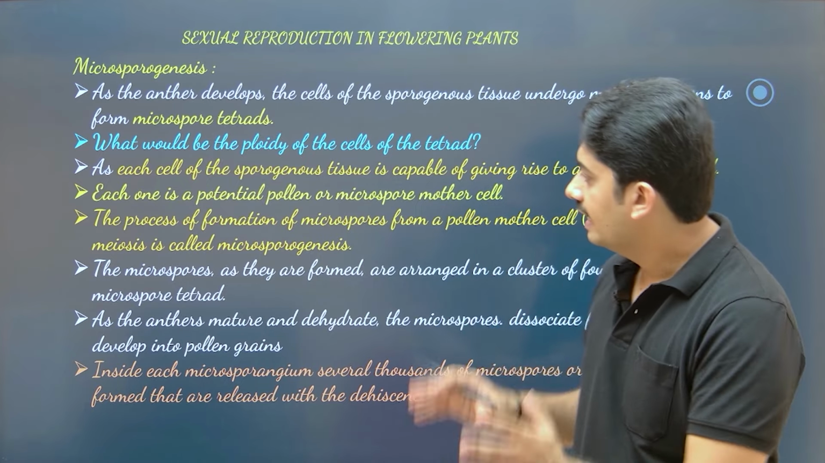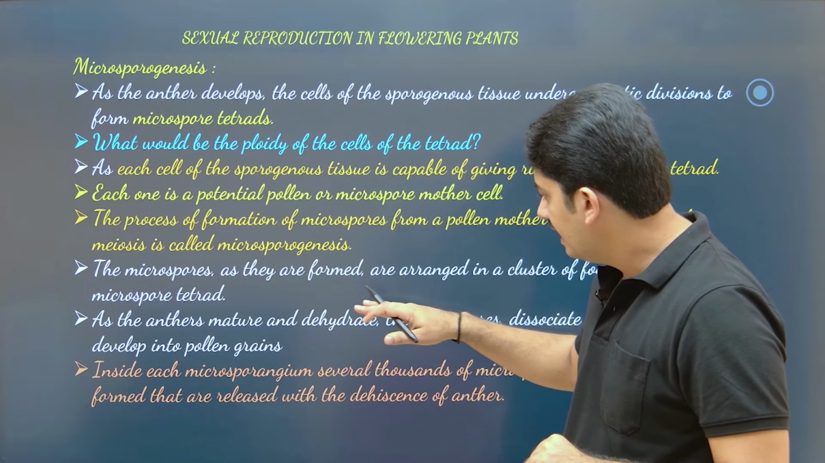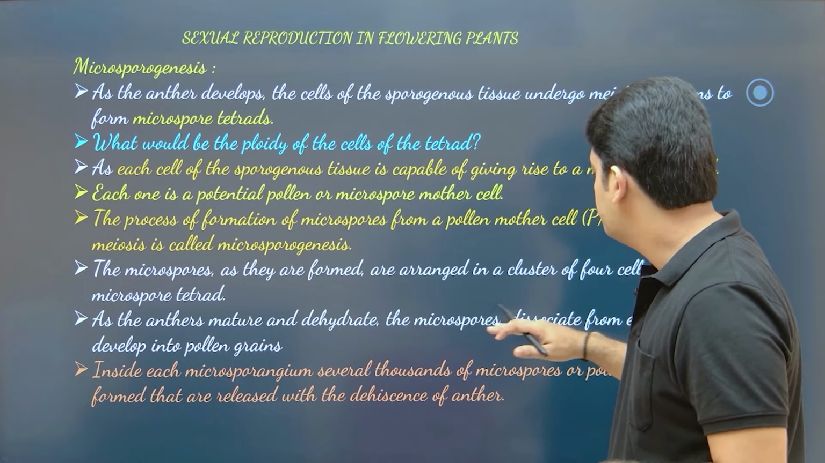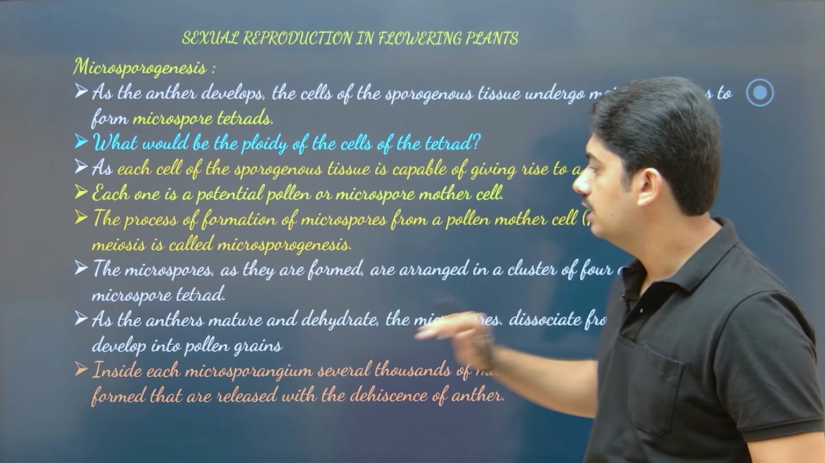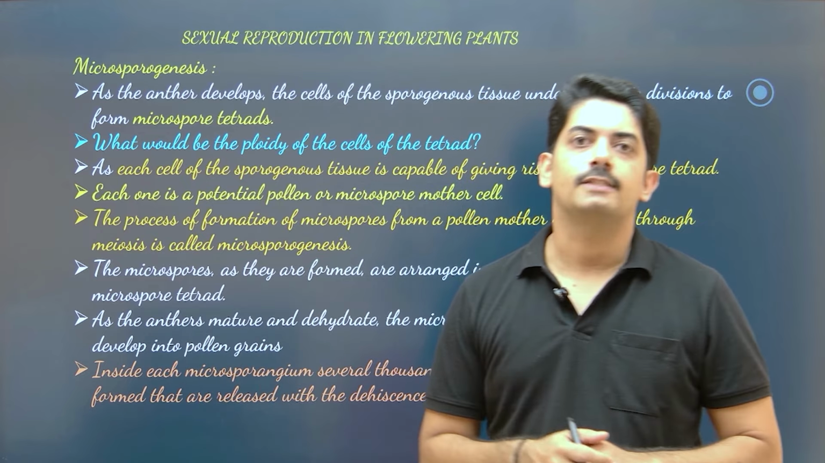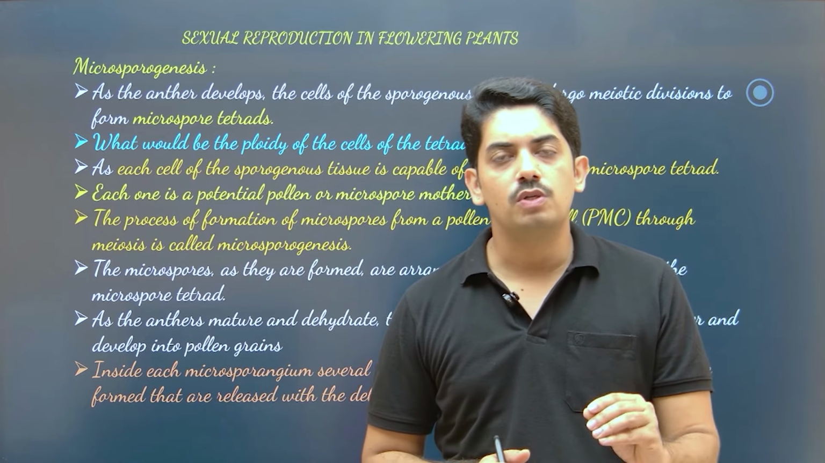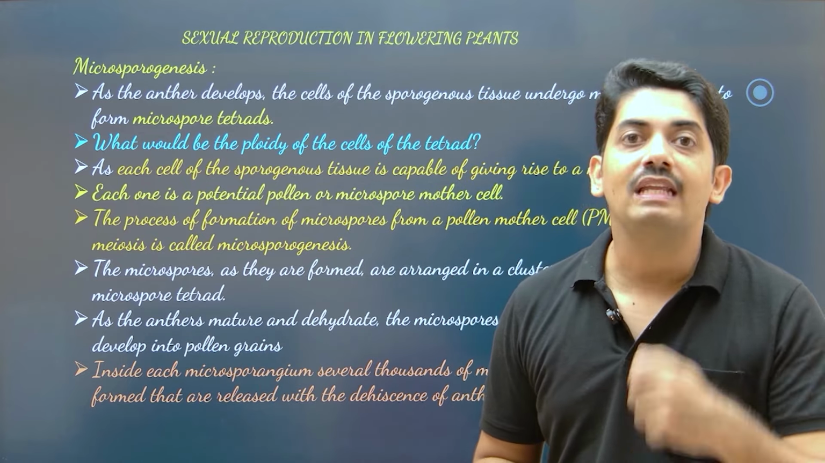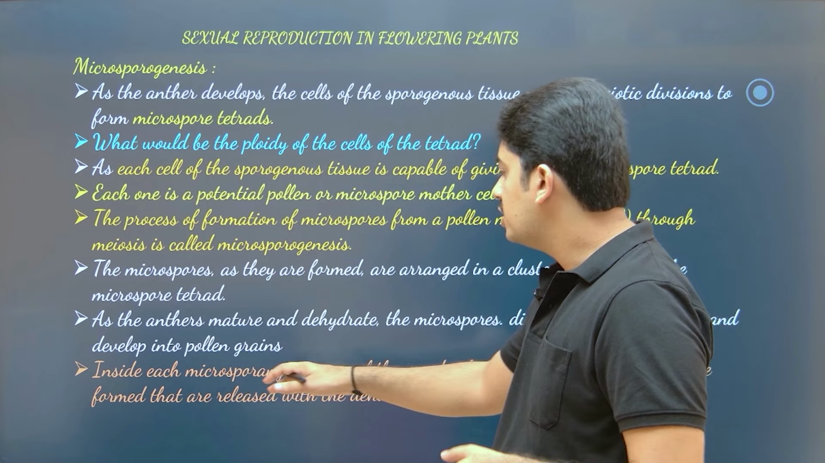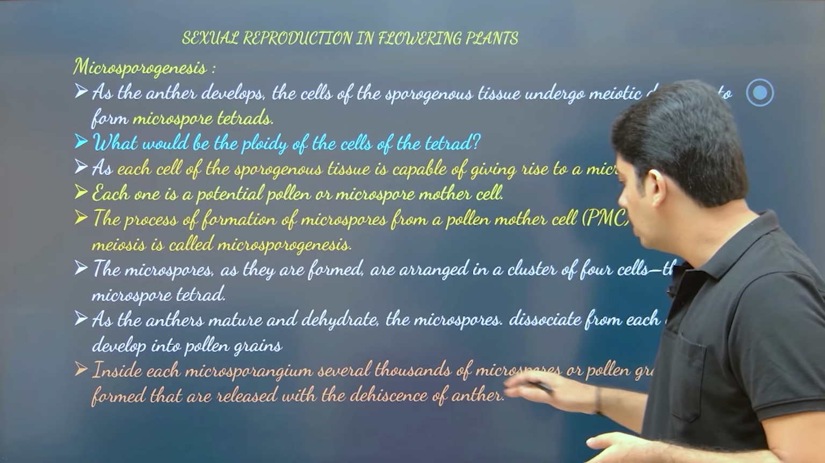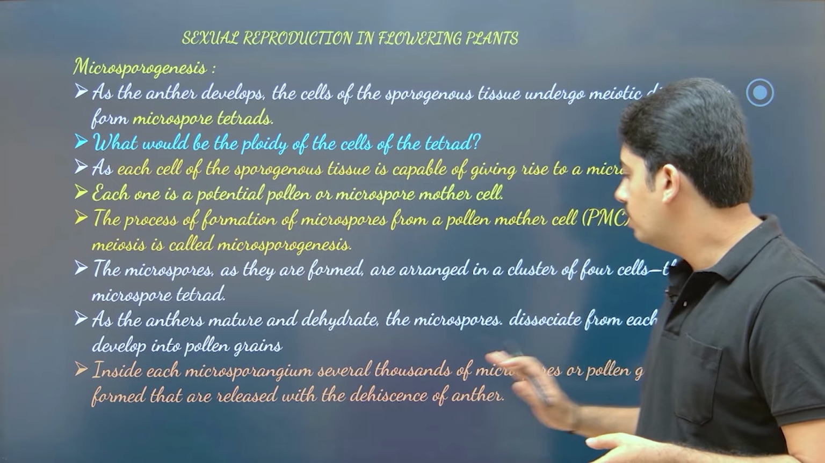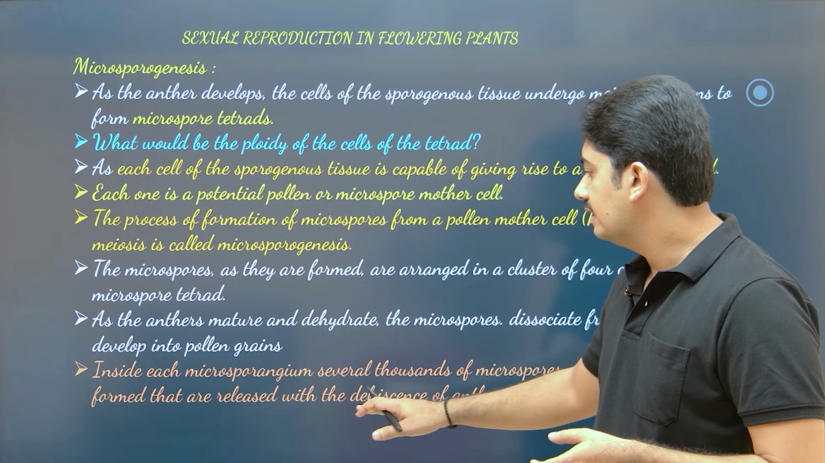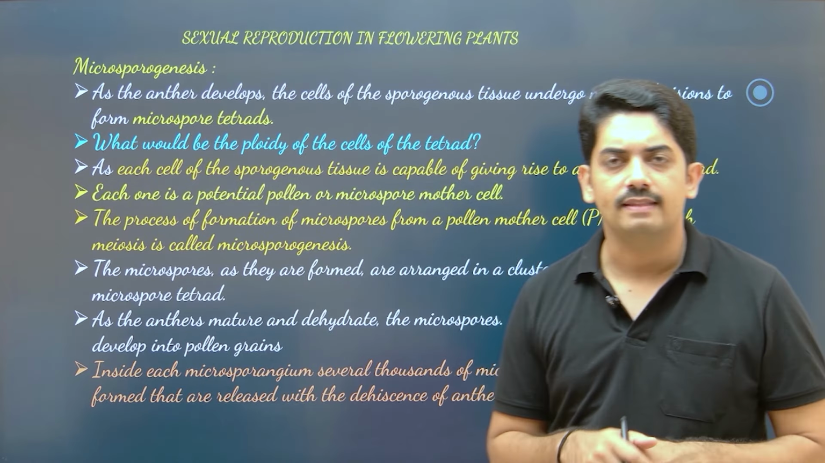As the anther matures and dehydrates, the microspores dissociate from each other and develop into pollen grains. So the pollen grains are observed only after anthers are fully matured and ready to dehisce and release the pollen grains. Inside each microsporangium, several thousands of microspores or pollen grains are formed and released with the dehiscence of the anther.